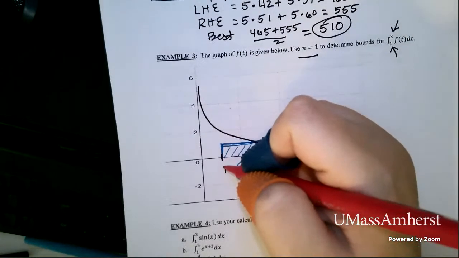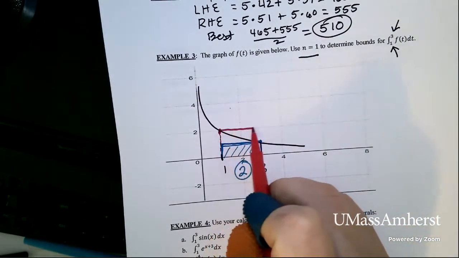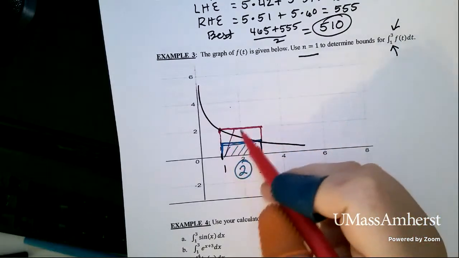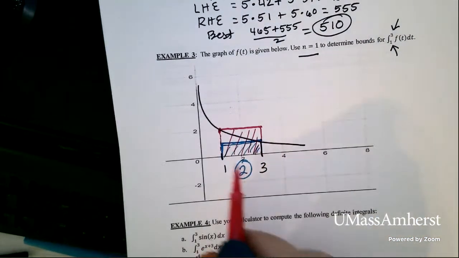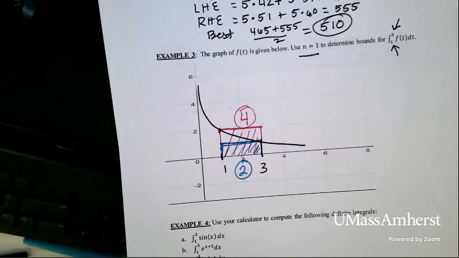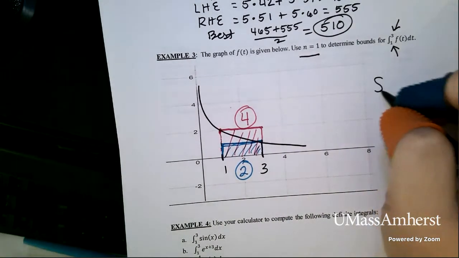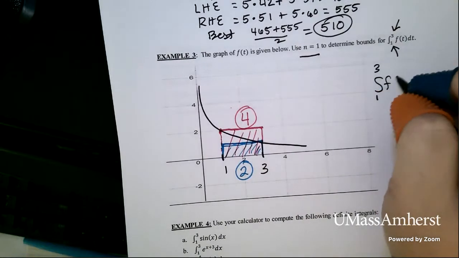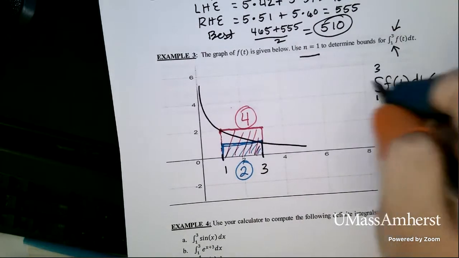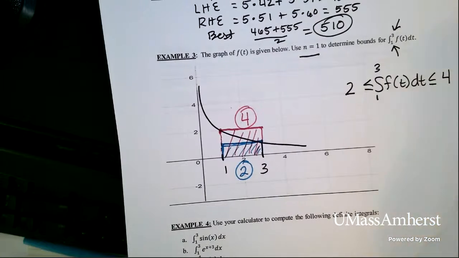If I was going to do a left-hand estimate, then I pick the 1 to give me the height. And I see now that, again, I'm going to have a width of 2, but now I have a height of 2. And 2 times 2 is 4. So I have one rectangle for my left-hand estimate, one for my right-hand estimate, and then I can use those to answer my question, what are the bounds for the exact area under the curve? Well, I know that my area is bounded by my underestimate, which is 2, and my overestimate, which is 4.